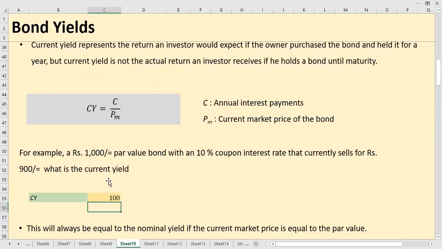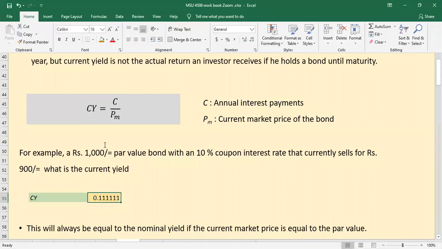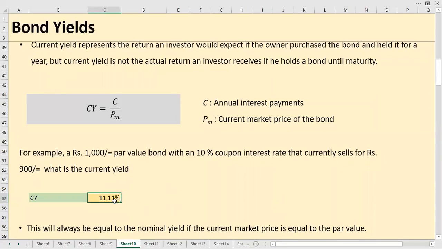Then you have to divide it by the current market price. The current market price is given, it is 900 rupees. So I'm going to divide this by 900 rupees, and you get the so-called current yield. Let me put it into a percentage value. So you get 11.1111% as your current yield.